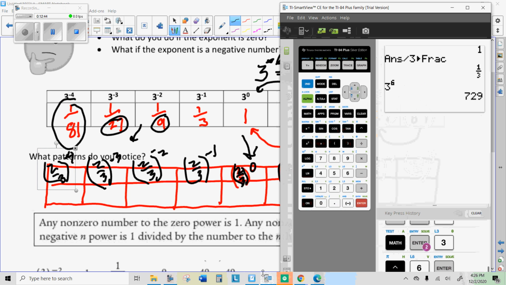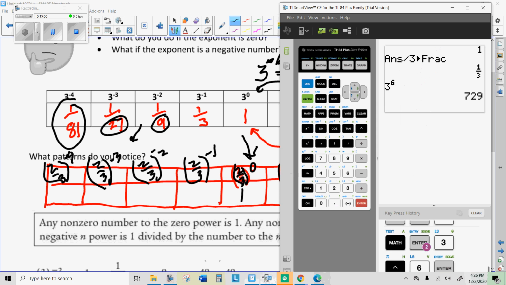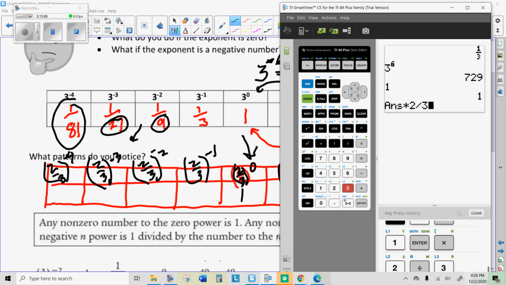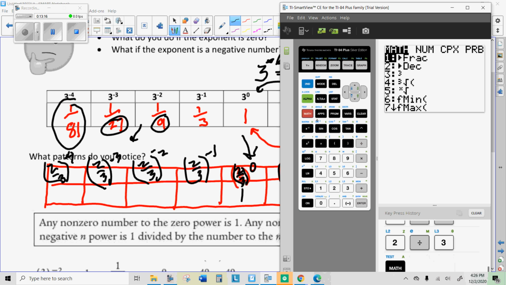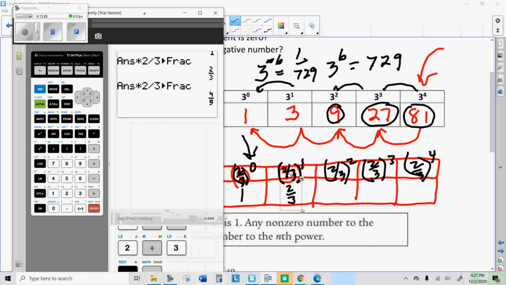But so anything to the zero power is 1. Anything to the first power is the number itself. So that would be 2/3. And then on your calculator, you're going to do this. Actually, we'll set it up like we did the last one. We'll put in a 1 to start. So that's 2/3 to the zero power. And we're going to multiply that by 2/3 using the divide sign. And I'm going to change it to a fraction because I want to see the fraction. So I'm going to do number 1 there. And if I hit enter, there's 2/3 to the first is 2/3. 2/3 to the second is 4/9.